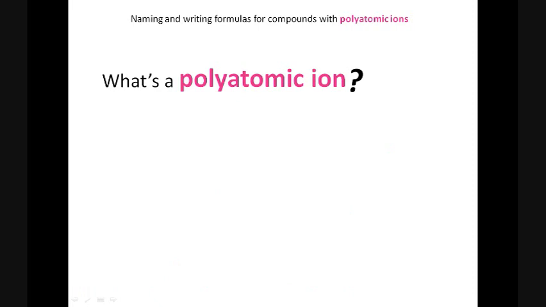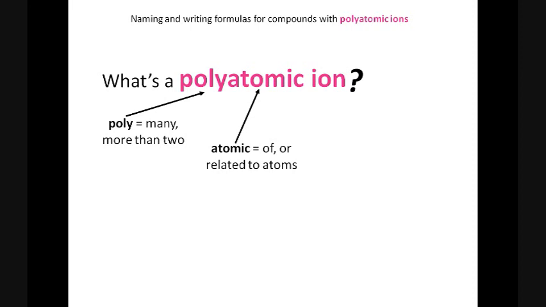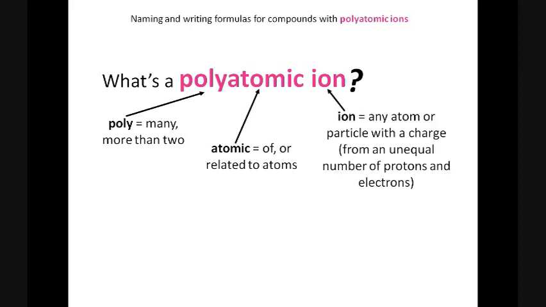If we look at the roots in the term polyatomic ion, we find some important information. First, poly is a prefix that means multiple or many. Then the root atomic tells us that we're talking about atoms here. So these particles are made of several atoms stuck together. Then the last part of the term is the word ion. Ions are particles that have an imbalance of protons and electrons, so they end up with a charge.